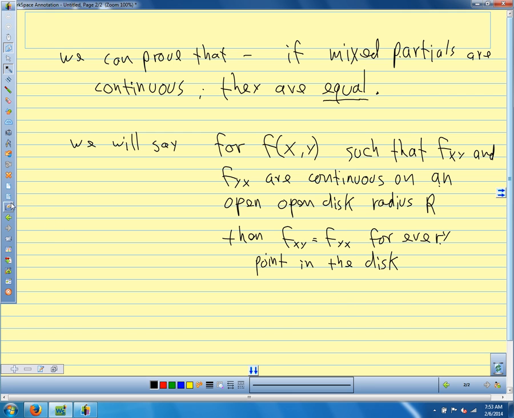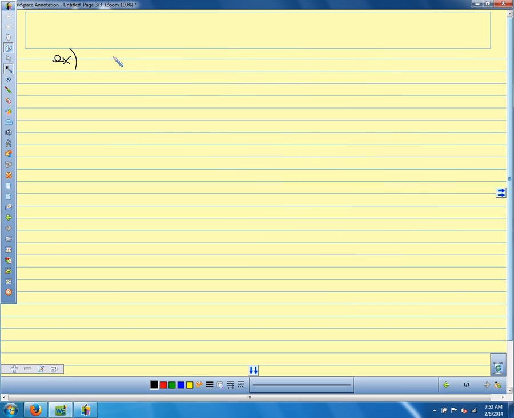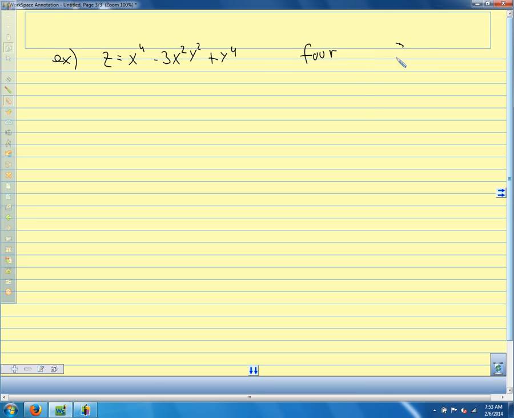All right, so let's look at this function. z equals x to the fourth minus 3x squared y squared plus y to the fourth. We want to find the four second partials. So to find our second partials, we have to start by finding our first partials.